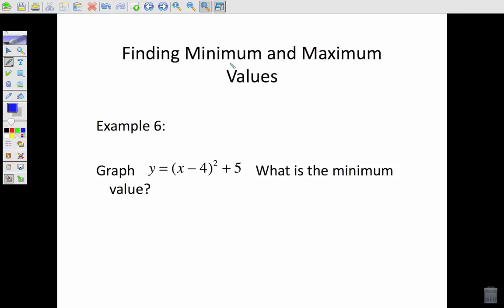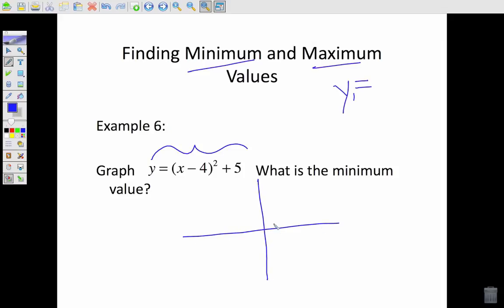All right, finding minimum and maximum values. You can use your calculator to do this if you put your expression into y1 and then calculate the minimum or maximum. We also, if you have it in vertex form, which is the case here, I know that this quadratic is going to be shifted to the right 4 and up 5. What else I know about it is that it opens up. So then this has a minimum value, and that minimum value is the ordered pair there at the vertex. The minimum would be 4, 5.